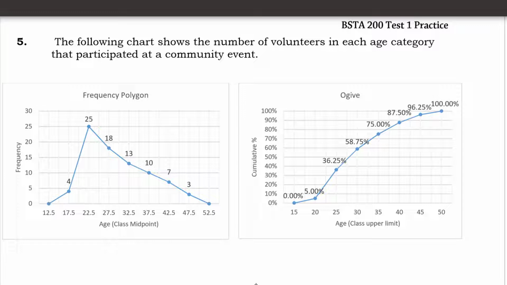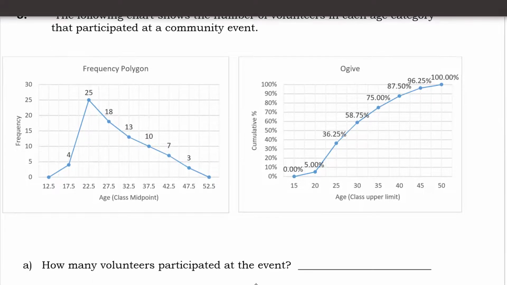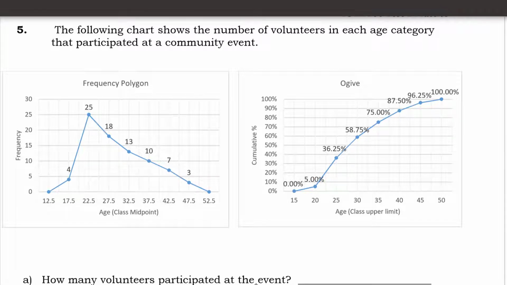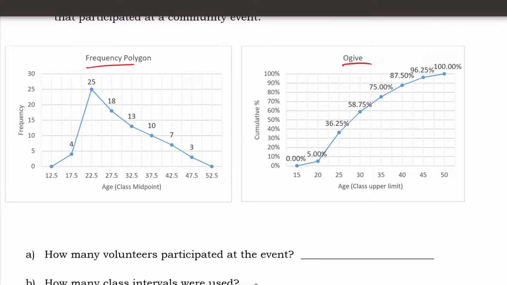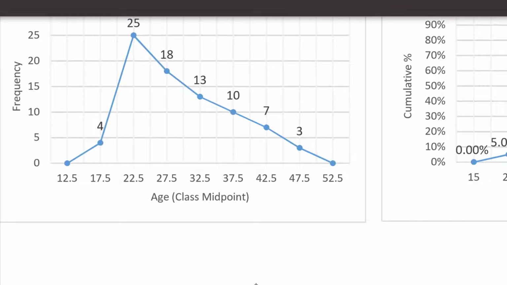In the original question, we have a histogram. But then this is another variation of the question which does not have a histogram, which basically challenges your understanding of the frequency polygon and the ogive. Now, like I said, the frequency polygon is basically just a histogram that is replaced with midpoints of the distribution.